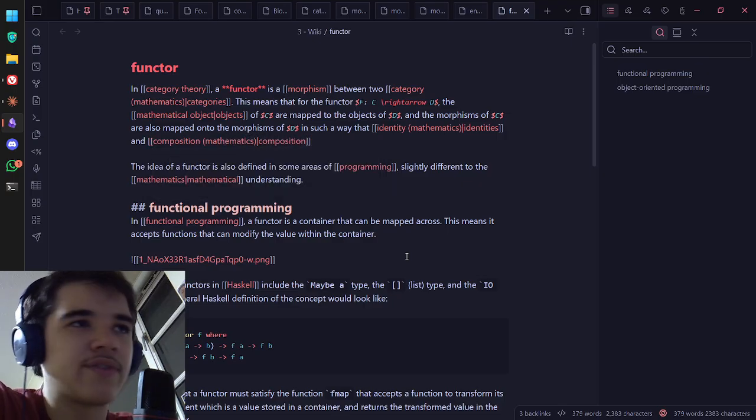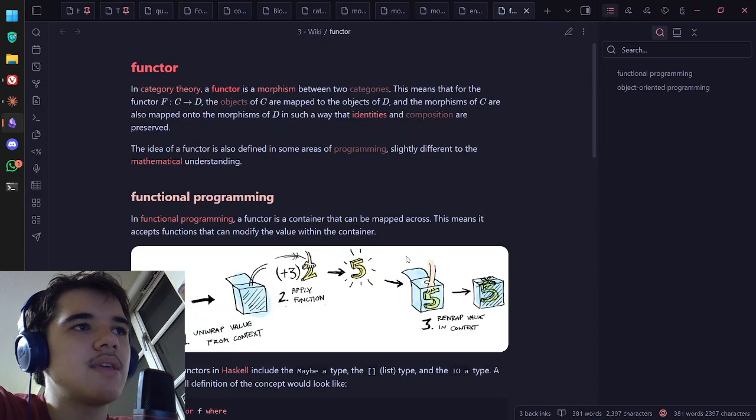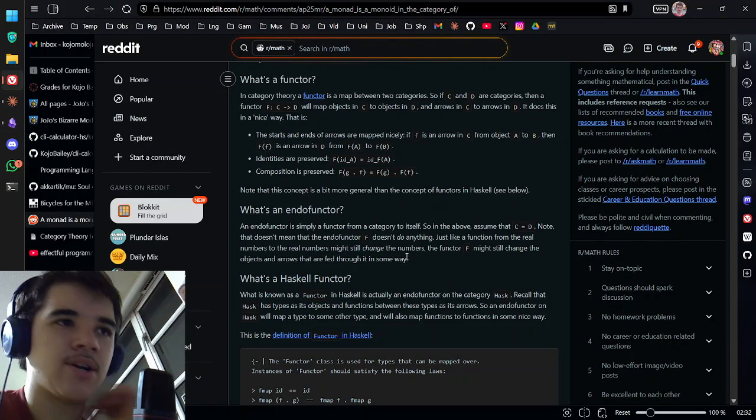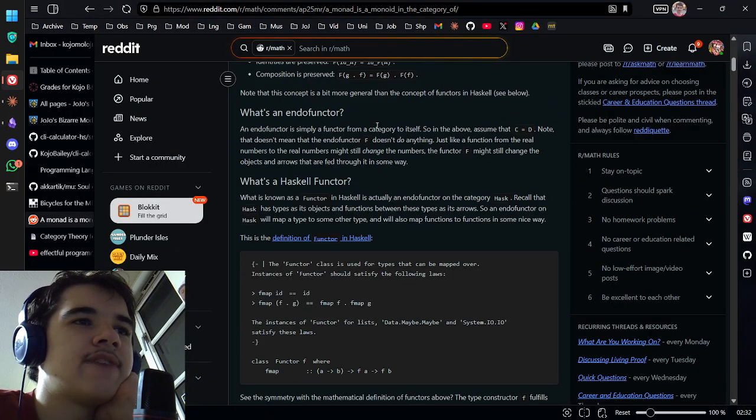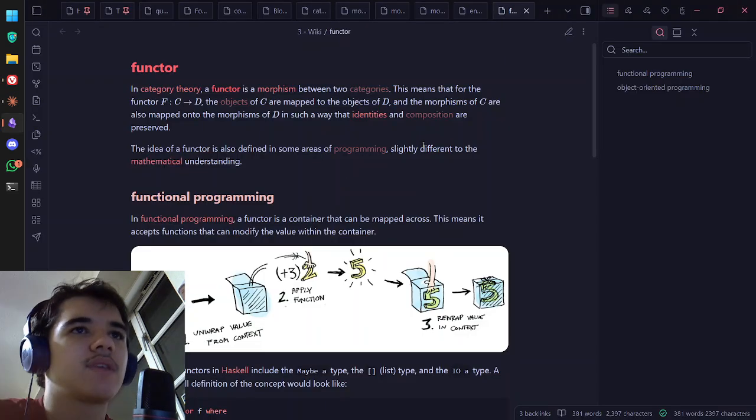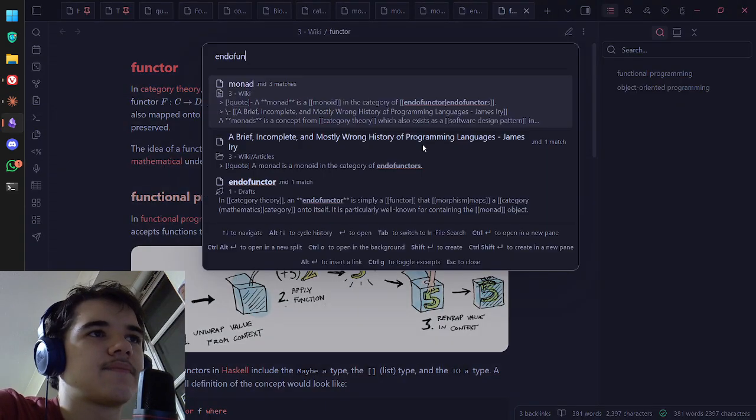Making you think for that are preserved. Might expand that later, might not. What is an endofunctor? A functor from a category to itself. Yep, so C equals D. Note that doesn't mean that the endofunctor F doesn't do anything. Just like a function from the real numbers to real numbers still changes the numbers. Okay, so that is very important.